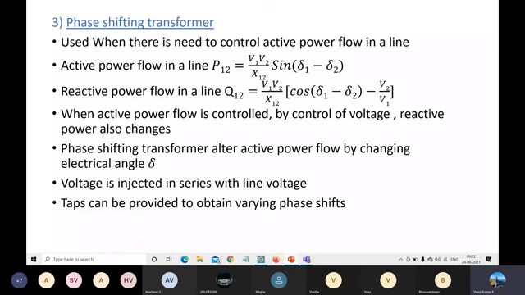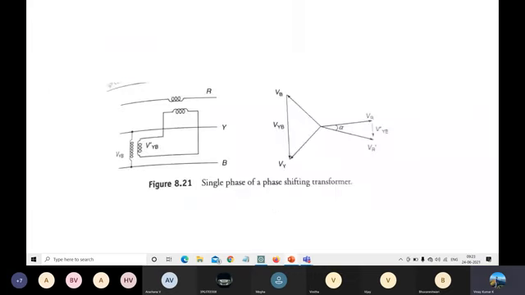And phase shifting transformers change the active power flow by changing the electrical angle delta. So this is our phase shifting transformer. These are our phases R, Y, B. Okay. So here what happens? Here we are controlling the active power flow by controlling the voltage of the reactive power. Phase shifting transformers change the active power flow by changing the electrical angle delta. So a simple phase shifter is shown here.